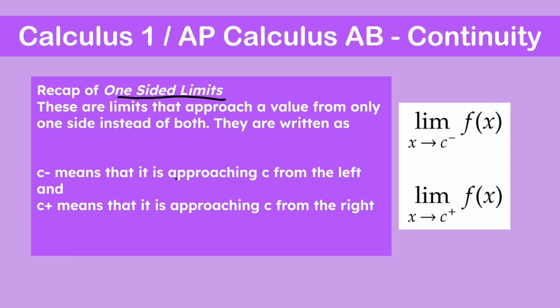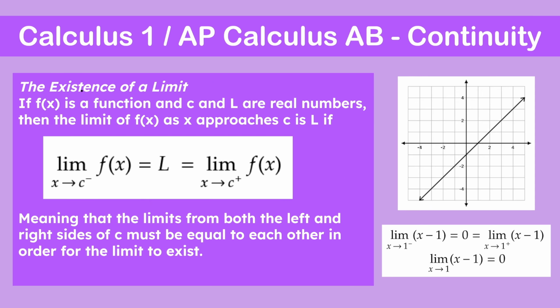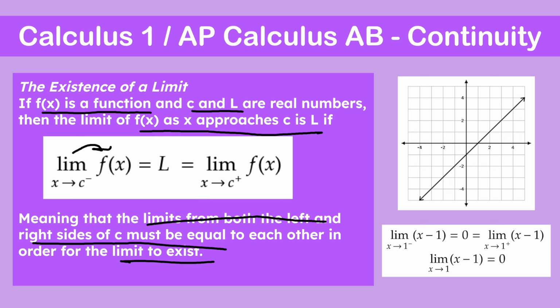And what I just said is over here. A limit exists if these conditions are met. It says if f is a function and c and L are real numbers, then the limit of f of x as x approaches c is L if the limit of f of x as x approaches c from the left is equal to L and is equal to the limit of f of x as x approaches c from the right. So that means that limits from both the left and right sides of c must be equal to each other in order for the limit to exist.